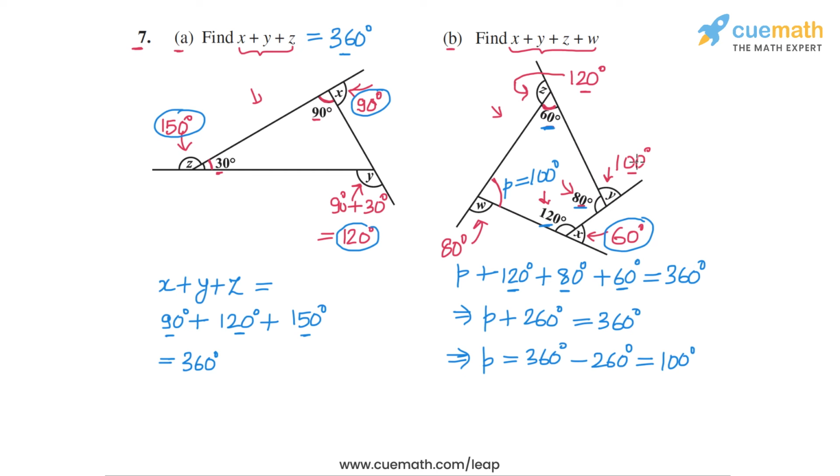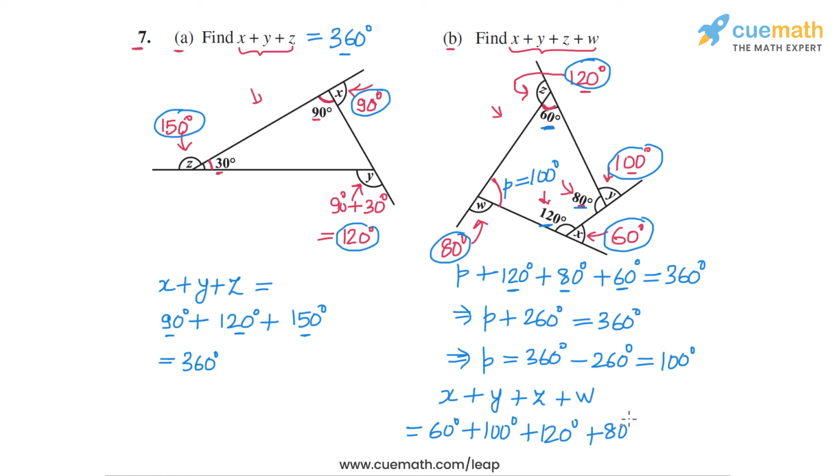So now we have all the four angles which we need to sum. We have x as 60, y as 100, z as 120 degrees and w as 80 degrees. So we can find the sum easily. x plus y plus z plus w will be 60 plus 100 plus 120 plus 80. So what is this sum? 60 plus 100 is 160, 160 plus 120 is 280, and that plus 80 is 360 degrees. So once again, we obtain the sum of the four exterior angles as 360 degrees.